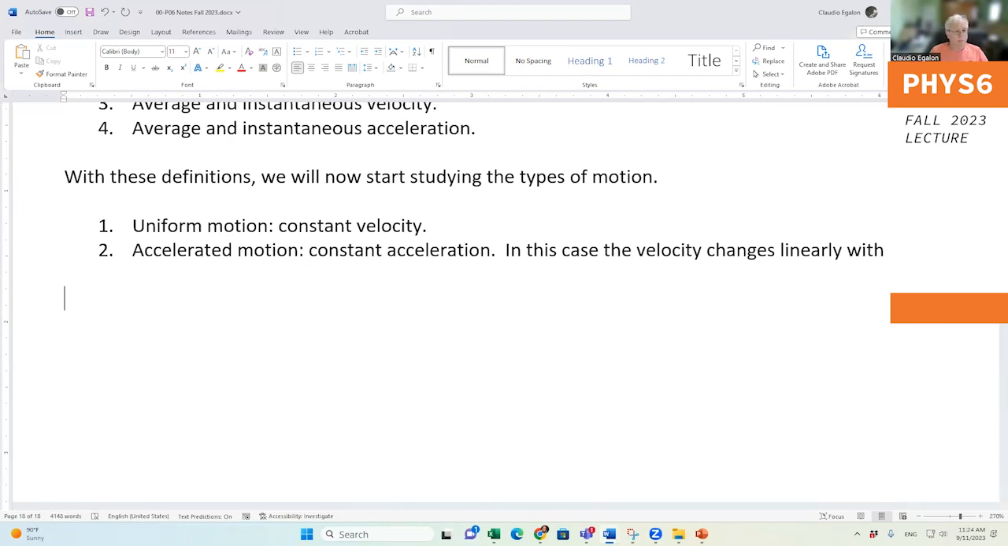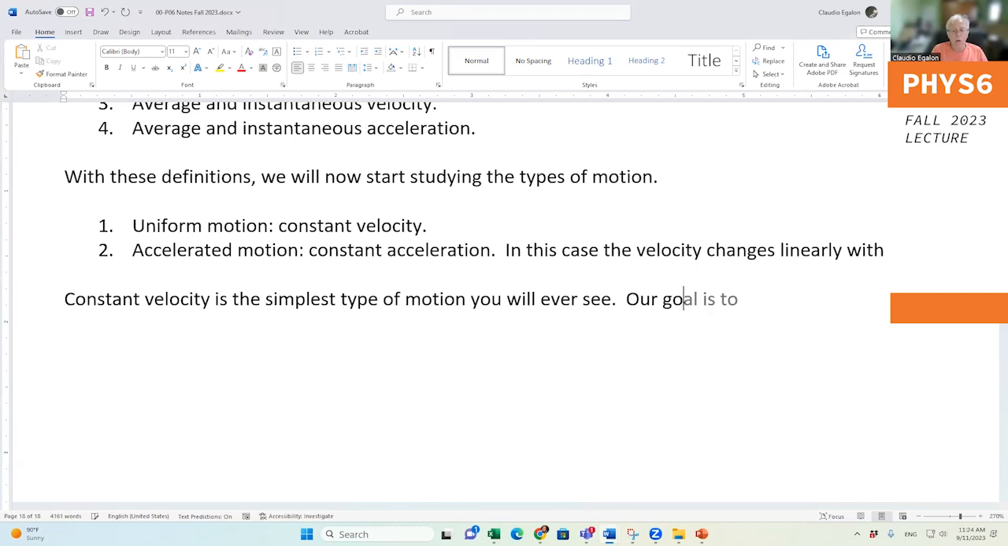So let's start with a special case, constant velocity. Constant velocity is the simplest type of motion you will ever see. Okay. So what's our goal? Our goal for all types of motion is to obtain the equations of motion. And what do I call the equations of motion?